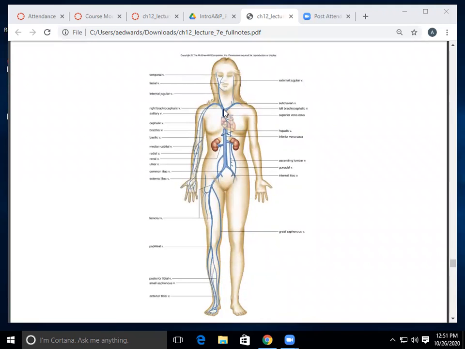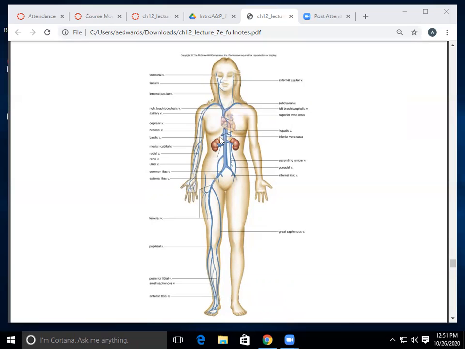All right, so here's your right brachiocephalic vein, left brachiocephalic vein, coming together to form the superior vena cava. All right. So in the arm, you got a radial vein and an ulnar vein feeding into the brachial vein, to the axillary vein, to the brachiocephalic veins.